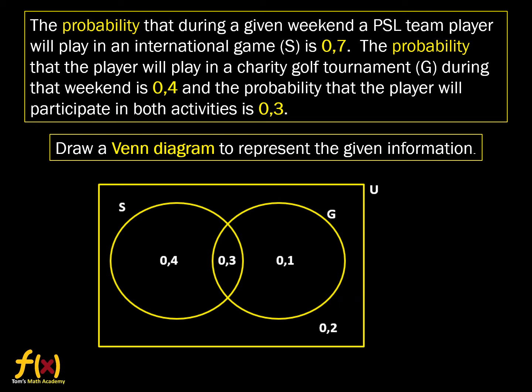Now, if you add these three numbers, you are not going to get 1. 0,4 plus 0,3 plus 0,1 is only 0,8. So how to get the balance? All the elements must give us the sample space 1. So 1 minus 0,8 will give you 0,2. That is the representation.